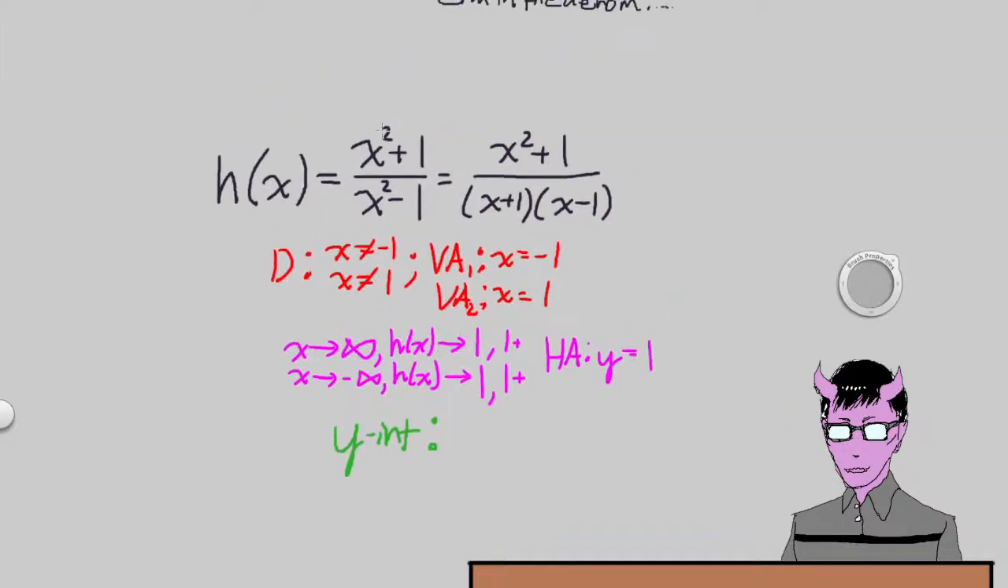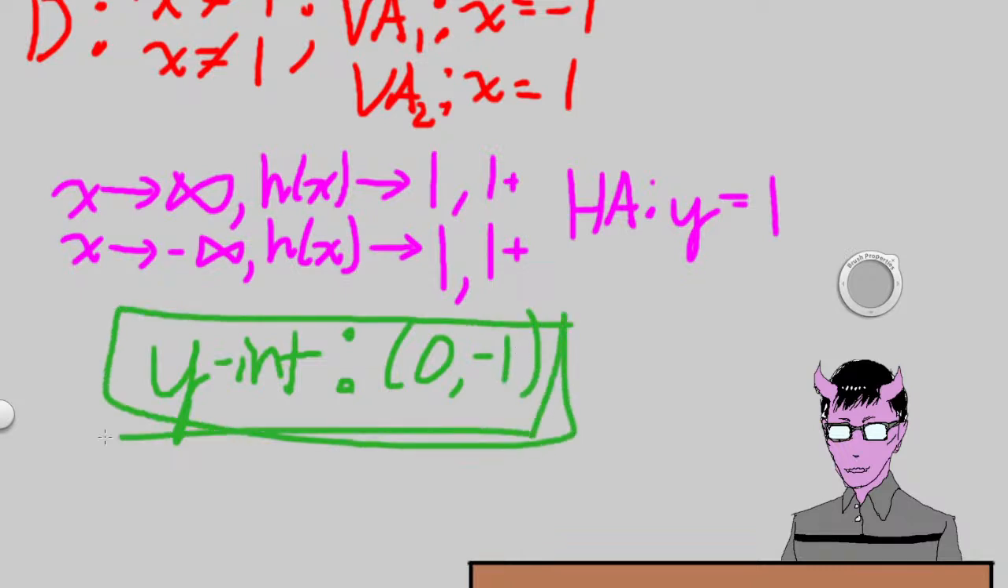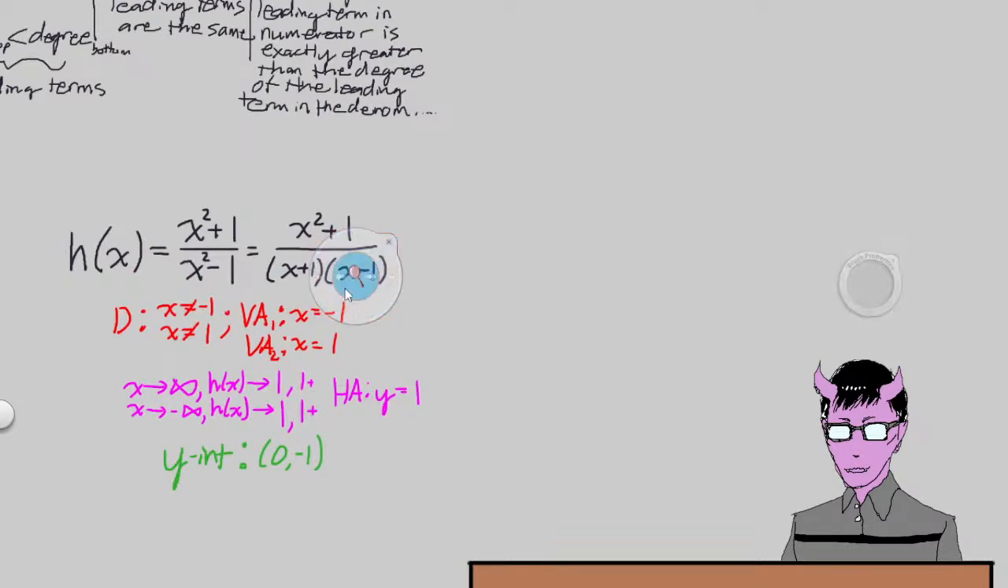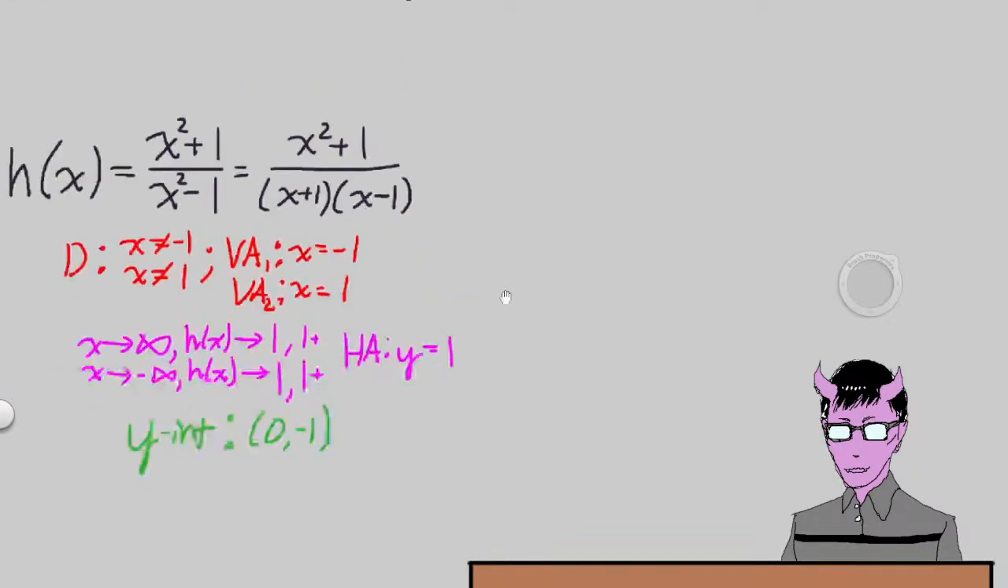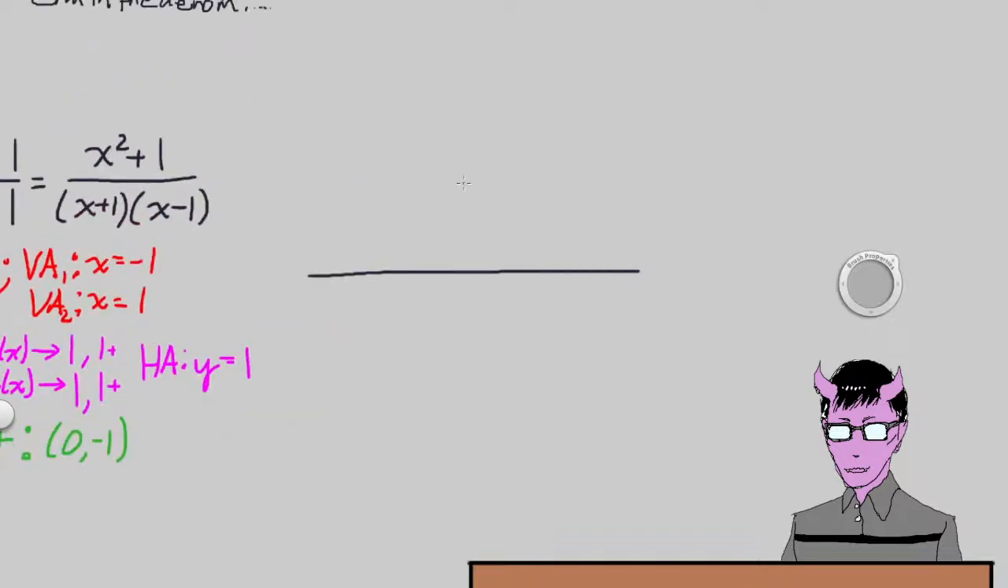is, what is it again? 0, comma, negative 1, yes. Negative 1. Again, this just helps us with graphing just a little bit. It's not totally necessary. Get to graphing now. X-axis, y-axis.